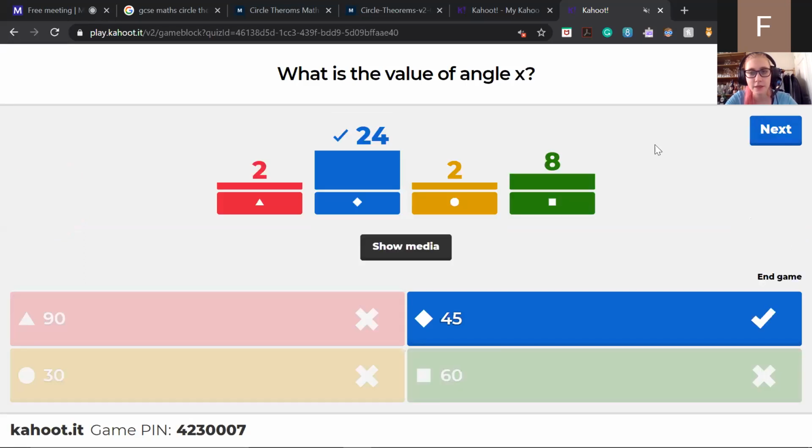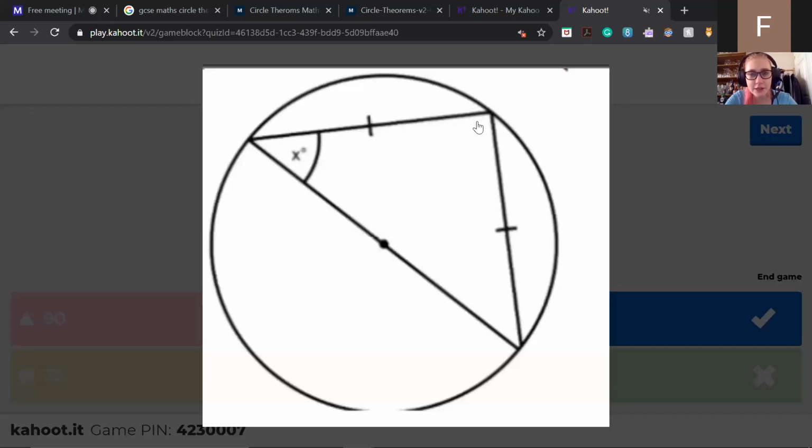Okay, so I think that's everybody's answers. Brilliant. Loads of people got that right, the majority. So the thing to spot here is that this one at the top is a right angle because it's the angle from a semicircle. And these two are both radii, so it's an isosceles. So if that one's 90, the other two have to be 45 because they've got to be equal.